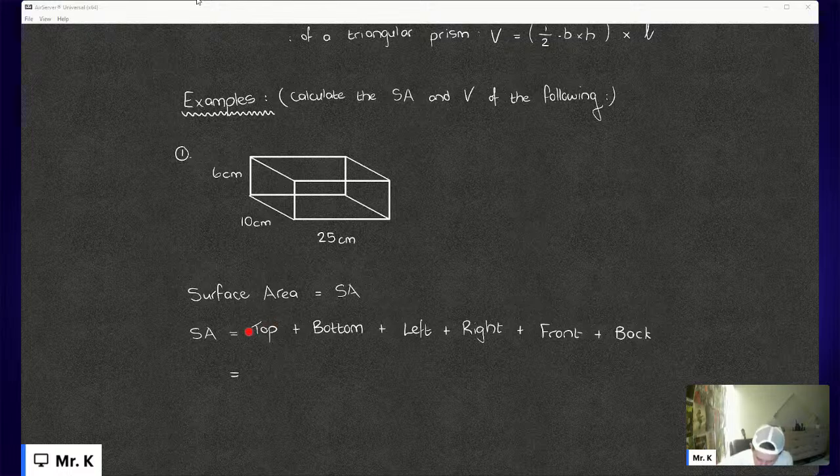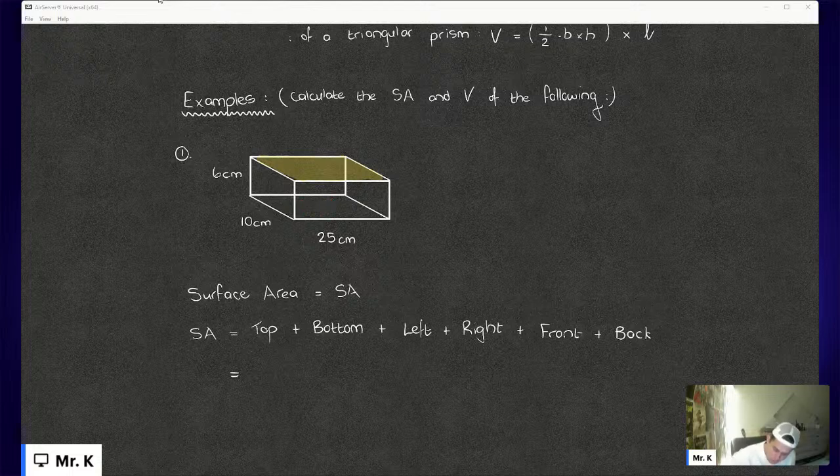So let's begin with the top of my shoebox shape, right? This over here would be the top of my shape. Now, how would I find the area of a rectangle, right? Remember, for surface area, even though we're looking for the surface area of a 3D shape, we are focused on all of the 2D pieces. So the rectangle on the top, we can see, is the same as the rectangle on the bottom, right?